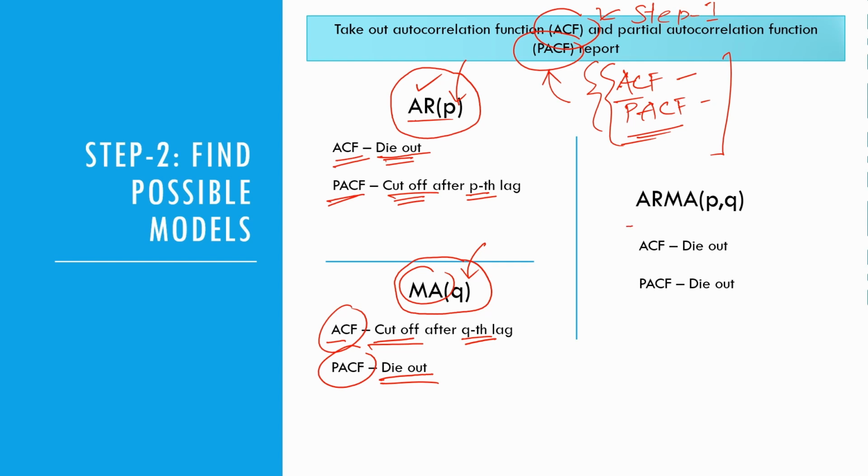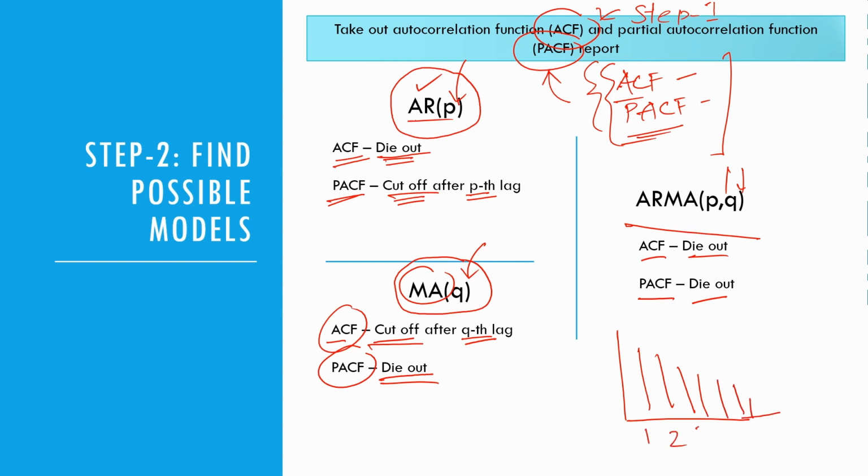And if it is an ARMA model, ARMA(p,q), then in that case, in both ACF and PACF, you get the dying out behavior. So again, remember what is dying out? Dying out means your ACF values are reducing like this. So this is lag 1, lag 2, lag 3, and so on. So ACF is like this. PACF, the graph is the same. And this is called die out.